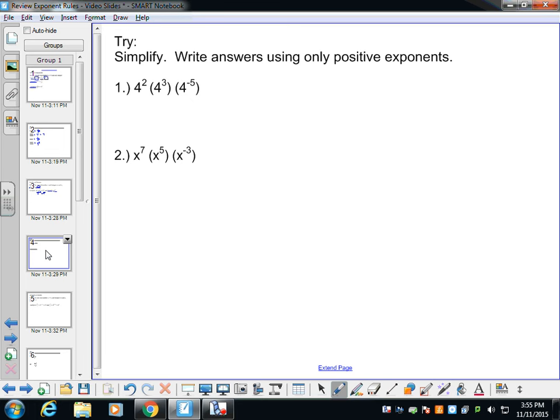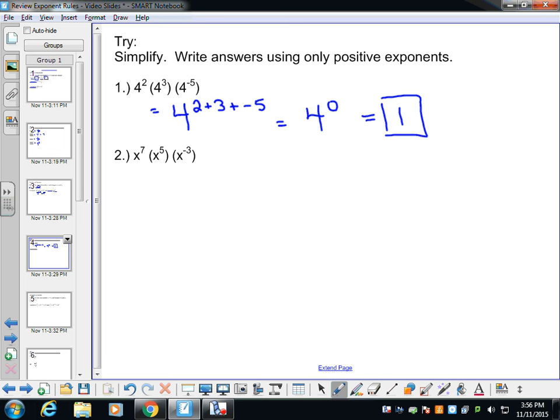For number 1, they all have a base of 4. So I keep the base of 4, and I simply add all my exponents together. So I would end up with 4 to the 0 power. Anything to the 0 power is simply just 1.